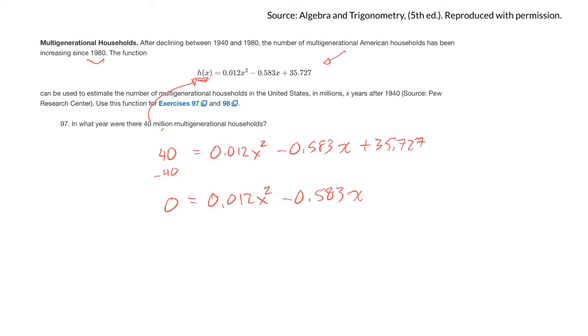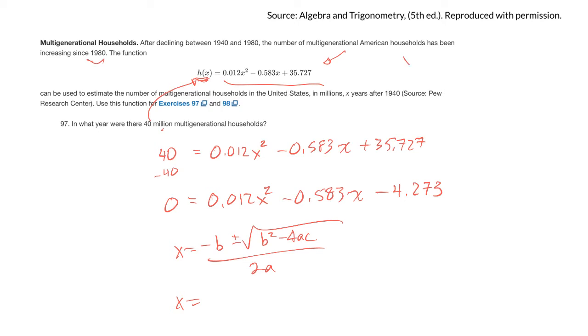3x, and then 35 point whatever minus 40 is going to be a negative 4.273, I think. Now that's something that I'm not going to try and factor. So with that one, I would bring out the quadratic formula and plug it into the quadratic formula and see what it comes out to. So there should be 2 answers to that.